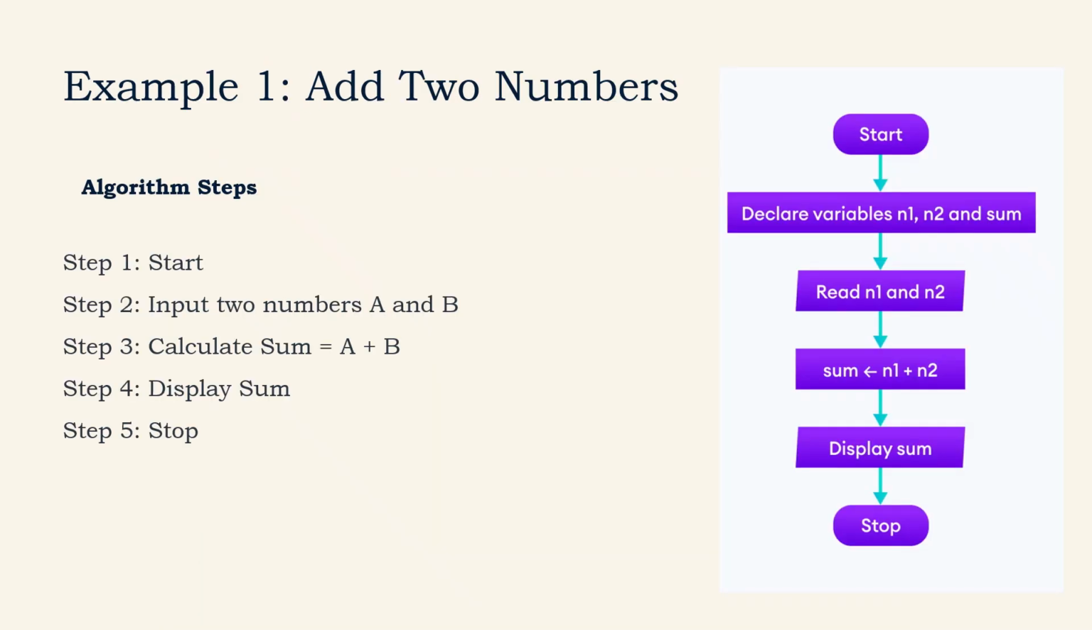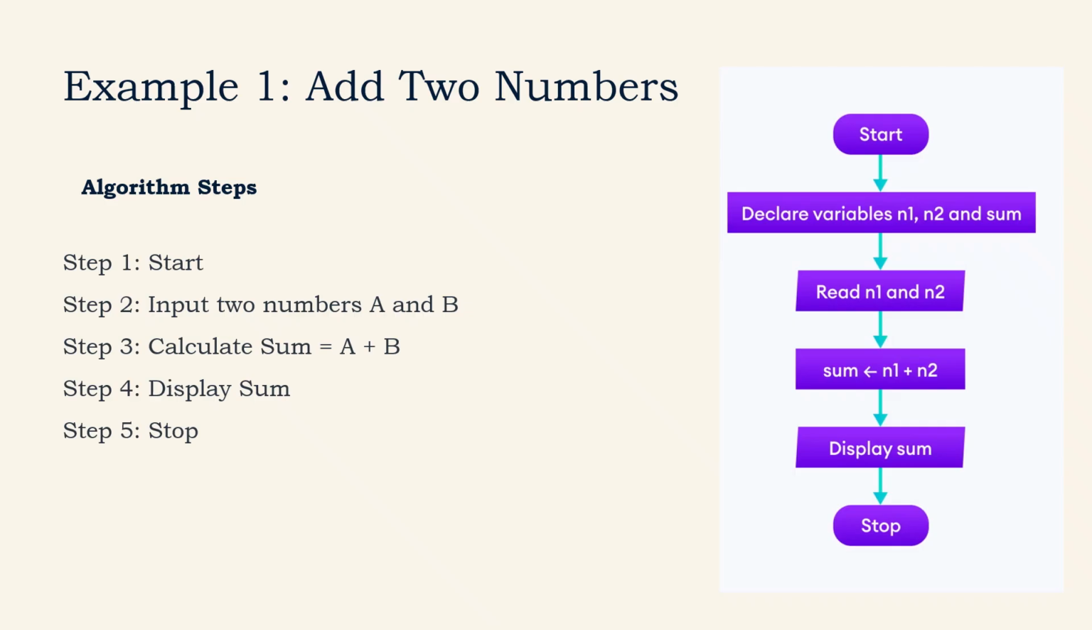Now, let us see a simple example algorithm, adding two numbers. The algorithm steps: in step one, it starts. Step two, input two numbers, A and B. The third step, calculate sum equals A plus B. In the fourth step, you display the sum. And in the fifth step, you write stop.